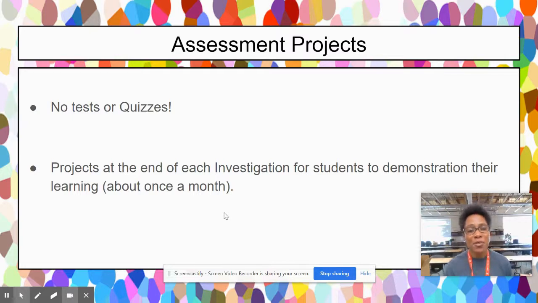So we're not doing tests or quizzes this year. If me or Ms. Troyer had one of your older students, we traditionally have done those. But this year, especially with distance learning, we decided to switch to projects. So at the end of each investigation, students will complete a week-long project that works out to be about once a month, and that's how they're going to demonstrate their learning.